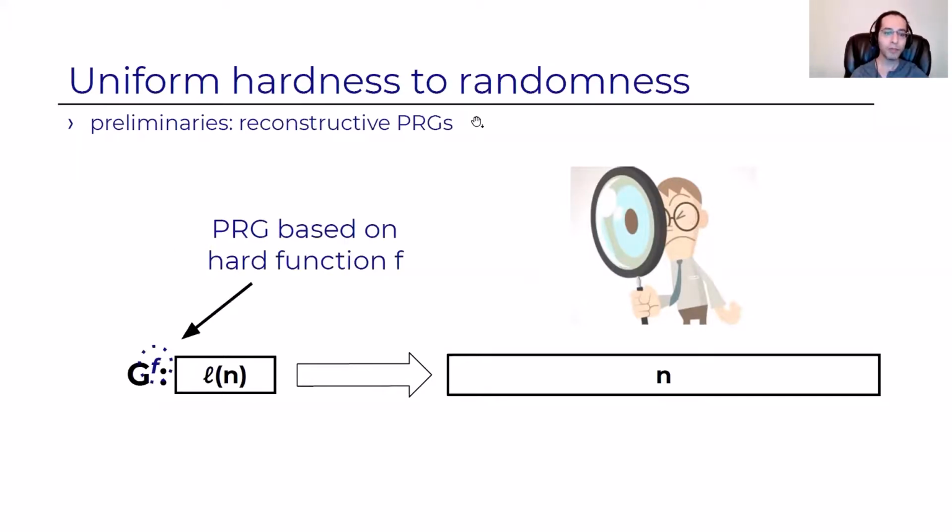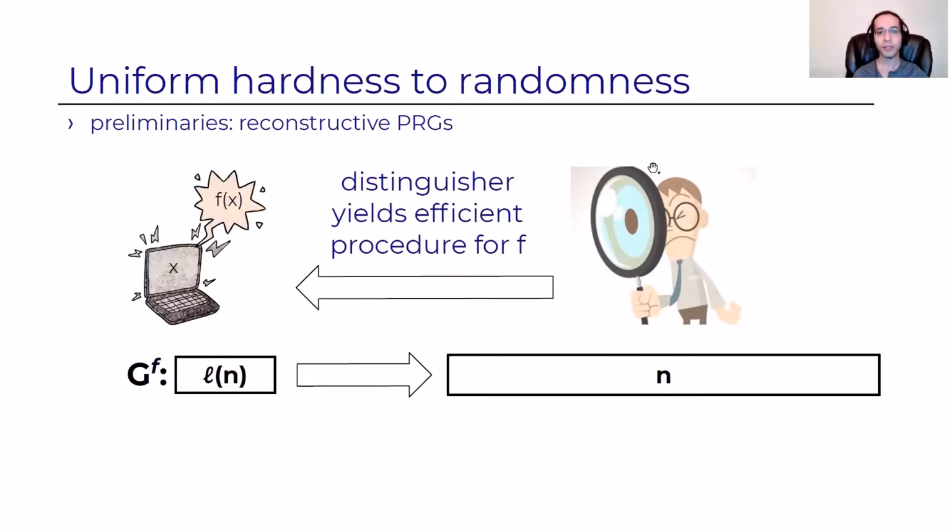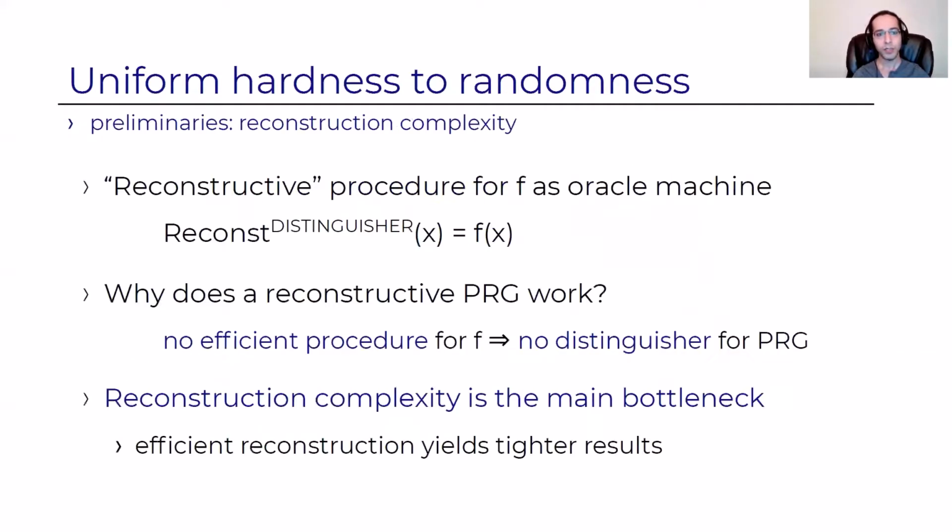And we will be concerned with a particular type of PRGs that are called reconstructive PRGs. So with this type of PRG, we base the PRG on a hard function f, denoted G_f. And the main argument is a reconstruction argument. It says that if there exists an efficient distinguisher for G_f, then we can transform it to an efficient procedure that computes f. And we model this reconstruction procedure as an oracle machine. So we have an oracle of reconstruction that gets access to any distinguisher and computes the hard function f.